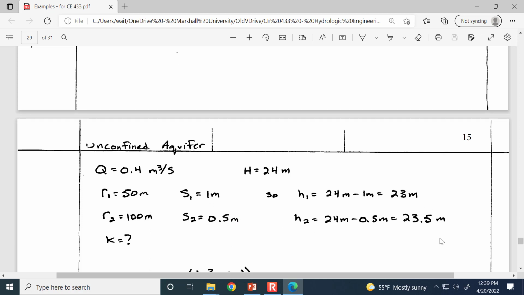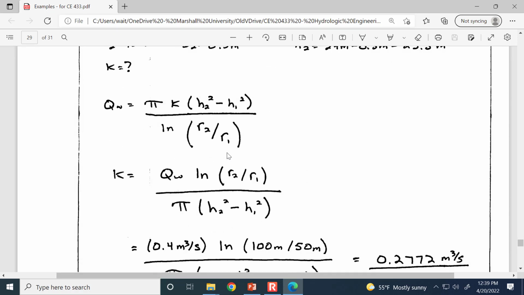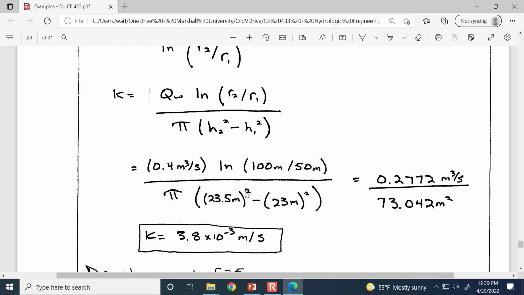We're trying to find the hydraulic conductivity, so rearranging the equation to solve for the hydraulic conductivity, what you should get is 3.8 times 10 to the minus 3 meters per second. And that's pretty fast. So this is probably a granular soil, like maybe something sandy, and most likely not a clay. Okay, so that was part A.